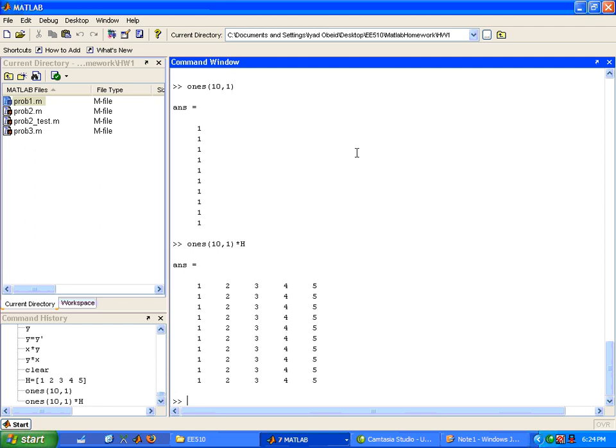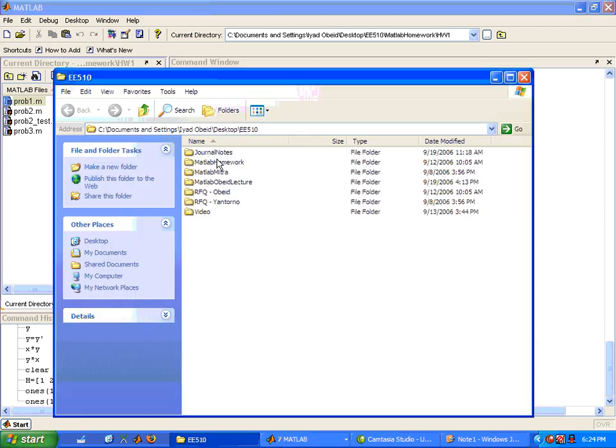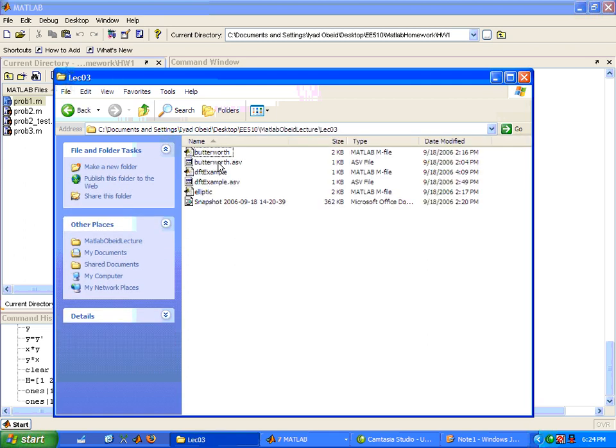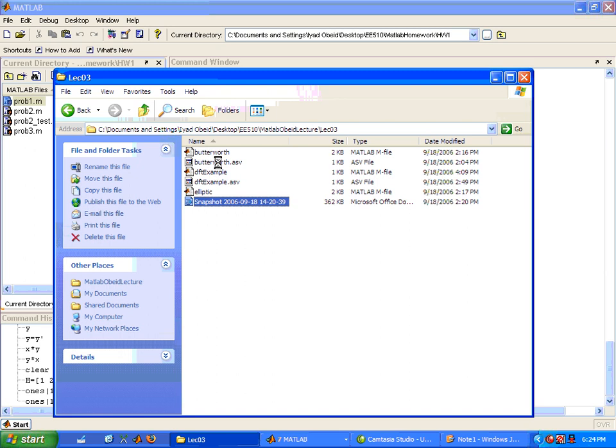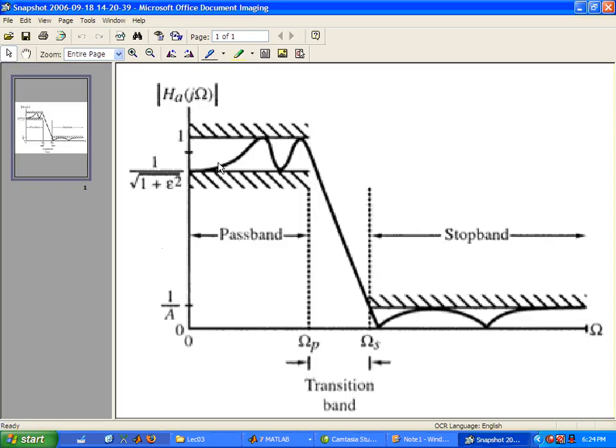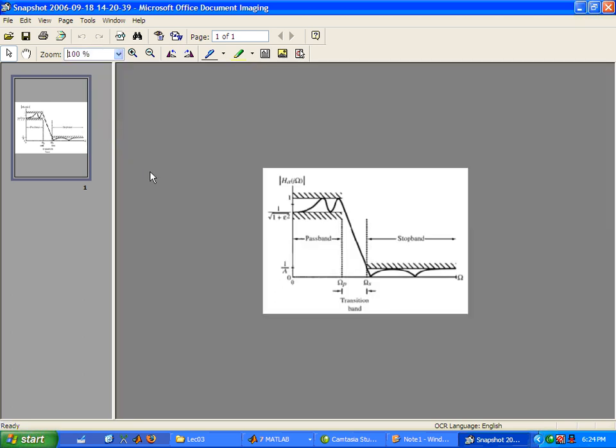So let me pull up the figure from the book that I asked you to look at. Well, that's not very good, is it? Zoom 100%. Can everyone see that? Is that too cruddy?